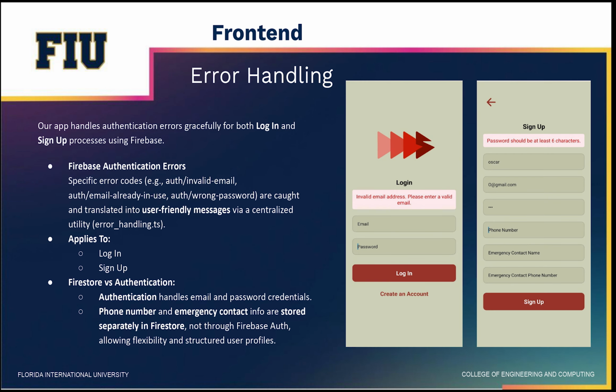The authentication process handles errors gracefully with both the login and sign up processes. This is also using Firebase. Certain errors, like an invalid email address or the length of the characters within a password, deliver user-friendly messages within the UI. And this is important so that the storage is done effectively, specifically with the phone number and emergency contact info, which is stored in Firestore as opposed to Firebase Auth, which allows for flexibility and structured user profiles, especially when it comes to the use of this information in regards to the drowsiness of the driver.